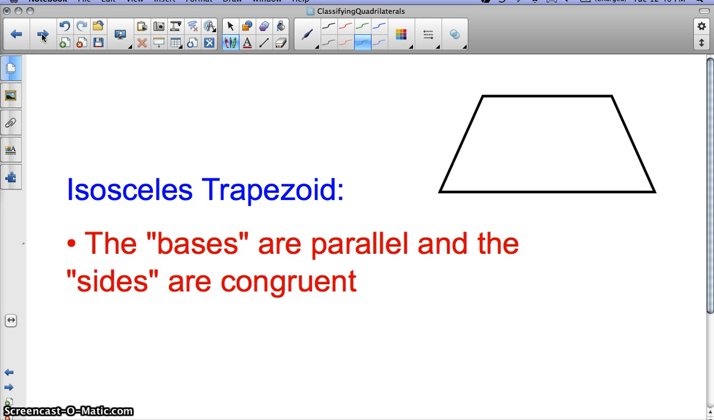Now, an isosceles trapezoid is a little bit different. Right? You still have one pair of parallel sides, because that's what makes it a trapezoid. And the word isosceles means the two sides. Think of it as a triangle with its head cut off. Right? The two sides have to be congruent. And so, if that's the case, then we have the isosceles trapezoid.